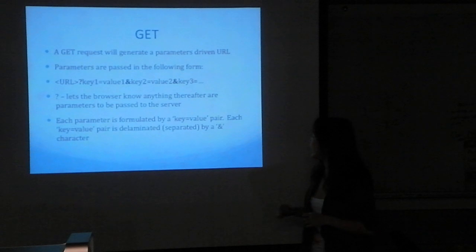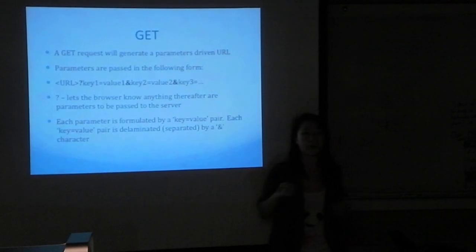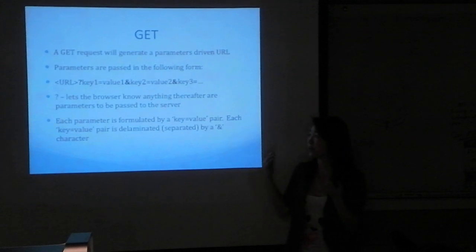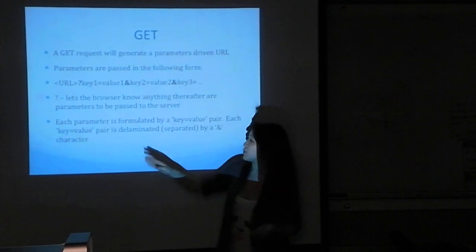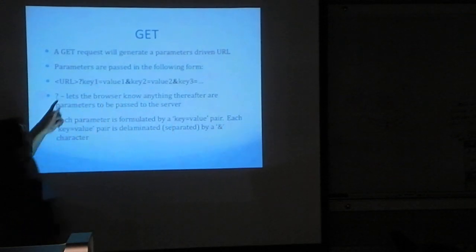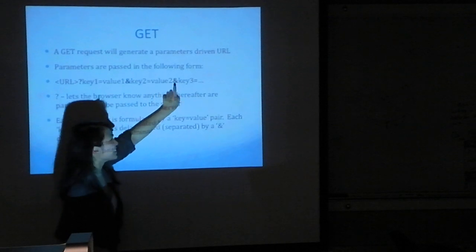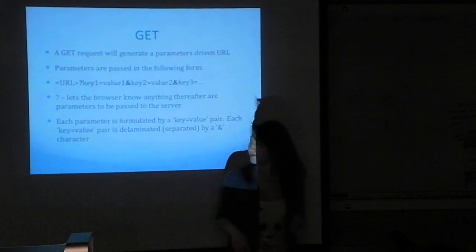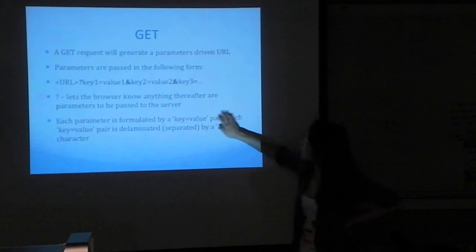What that basically means is when you make a get request, it sends all the parameters via the URL. You have this URL and you want to send it some information, so you basically send it these key value pairs. You say key 1 equals value 1, and key 2 equals value 2, and key 3, and so on. You need this question mark.